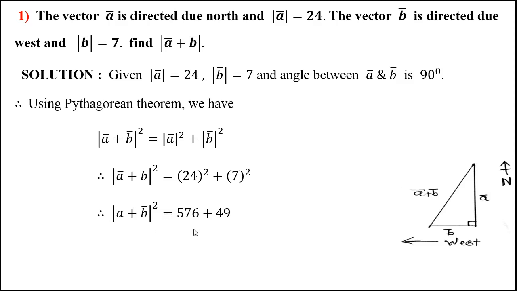Square of magnitude of this vector a bar plus b bar is equal to 24 square plus 7 square, and sum of these two squares is 625. So magnitude of a bar plus b bar must be 25. a bar plus b bar या वेक्टरचं मॅग्निट्यूड 25 असायला पाहिजे.